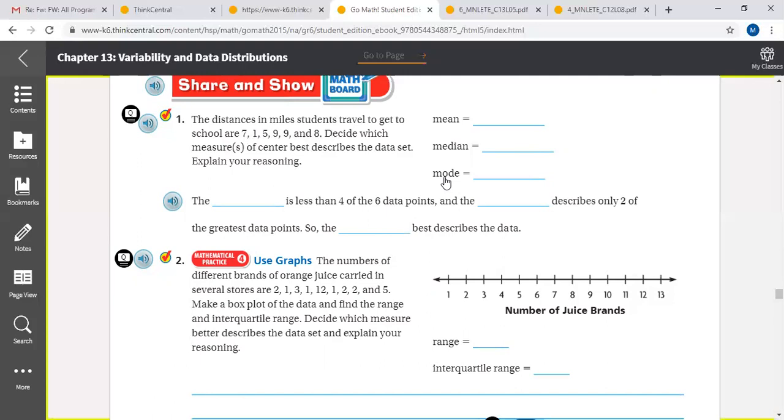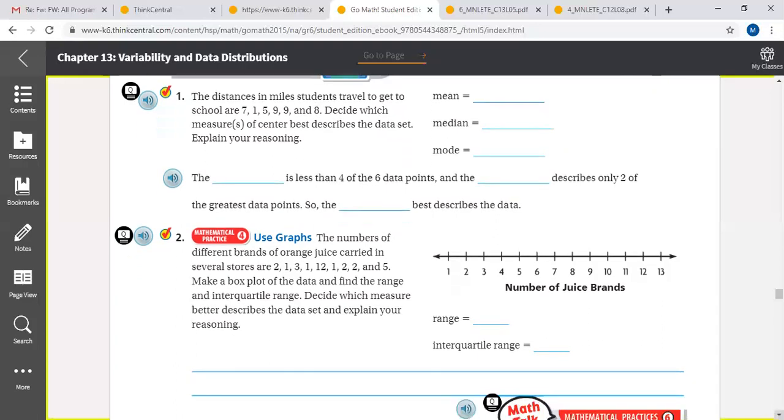Then we want to find the mode. The mode is 9. Why? Because it's the repeated value. Okay? So the mean here is less than 4 of the 6 data points, and the mode describes only 2 of the greatest data points. So the median is the one that best describes the data. Okay.